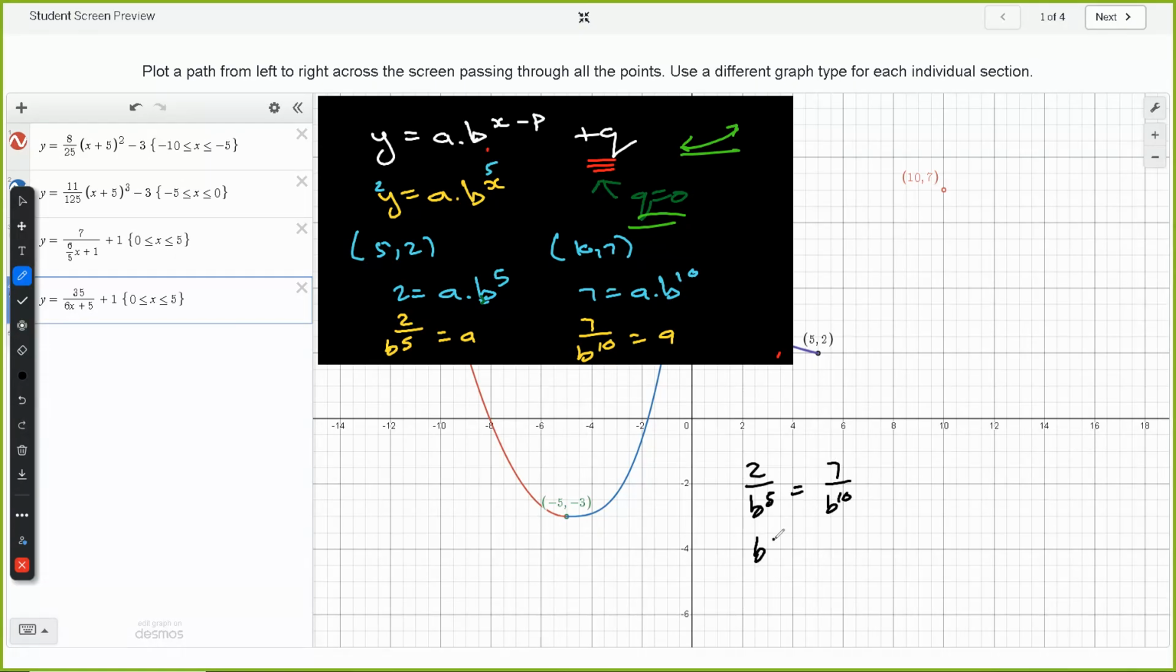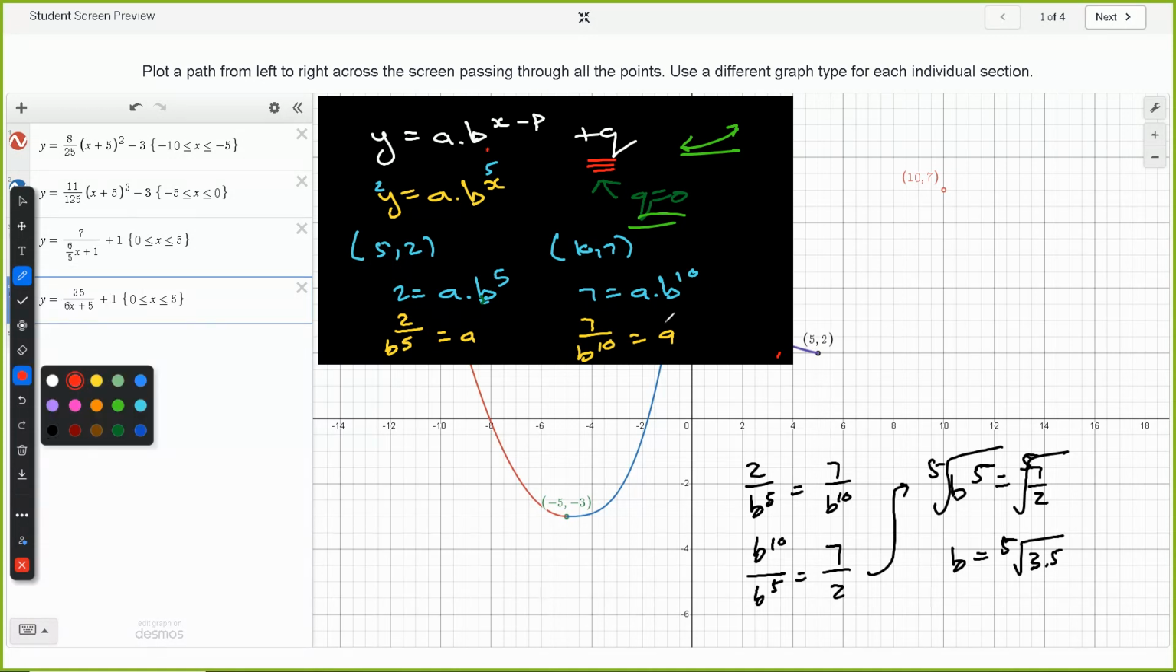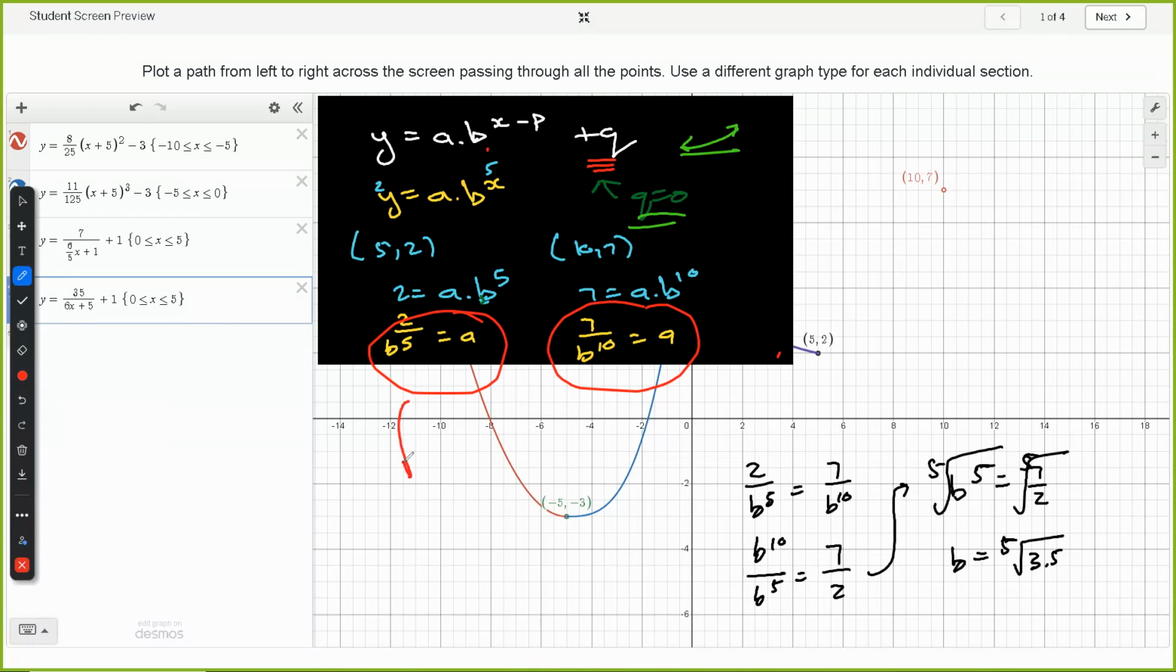I bring the b to this side here, cross multiply, and I bring the 2 down here. 10 minus 5 is 5, so b to the 5 equals 7 over 2, which I then fifth root, and that becomes my b value, the fifth root of 3.5. So I found my b value now. All I got to do is put it back into the equation and get any one of those to get my a value. And so a will equal 2 over 3.5 fifth root, which is b, to the power of 5, which cancels out the fifth root, which is 2 over 3.5.